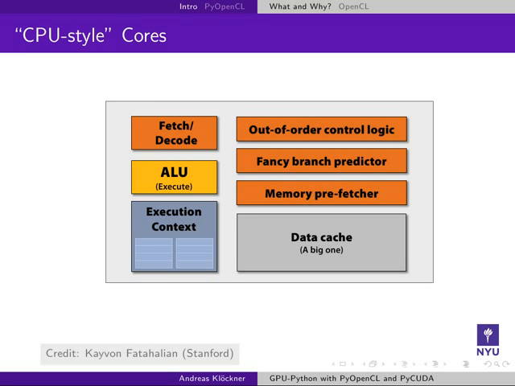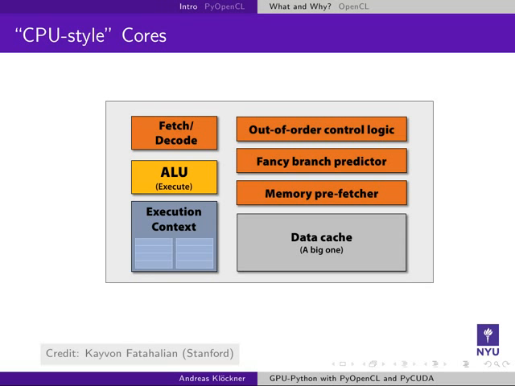Well, a more conceptual view of that chip that we saw is this here. To build a processor, you have to fetch instructions, you have to decode them, you have to execute them, and in order to execute them, you need to know what data you're operating on. I've stolen these slides from Kayvon Fatahalian from Stanford, because I really like them. He called this data that you operate on the execution context.